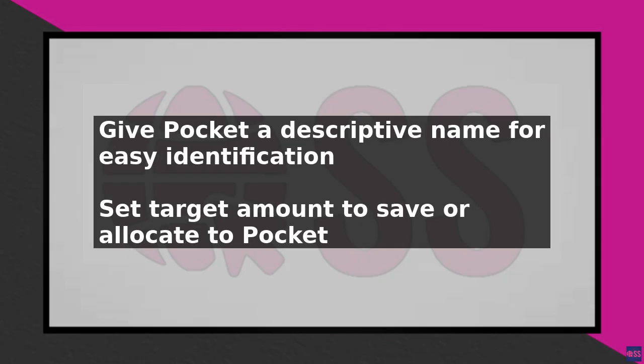After naming your pocket, you will be asked to set a target amount. This is the amount you want to save or allocate to the pocket. For example, if you want to save $1,000 for your vacation, you would enter this amount as your target.